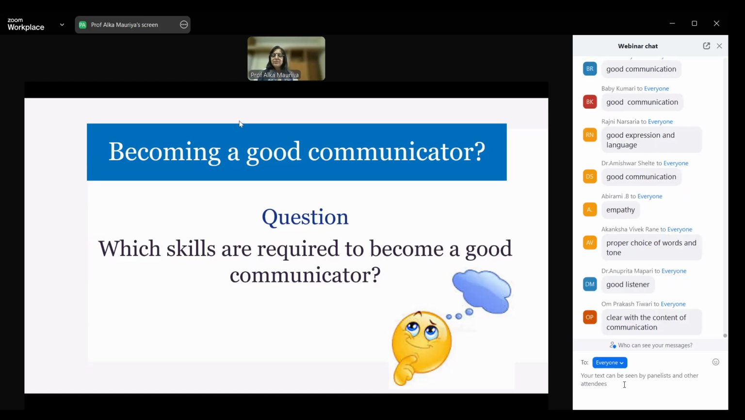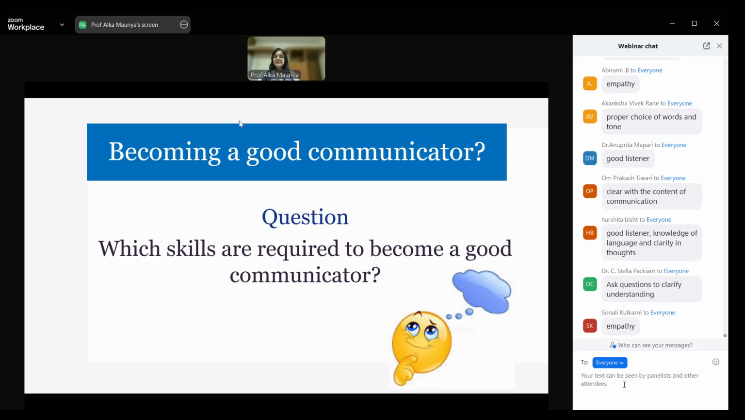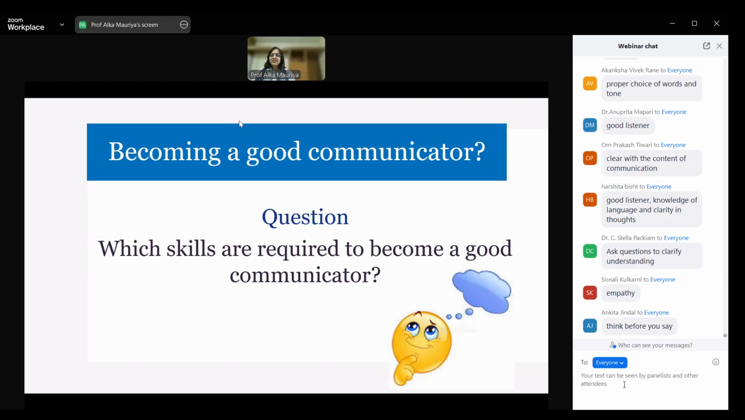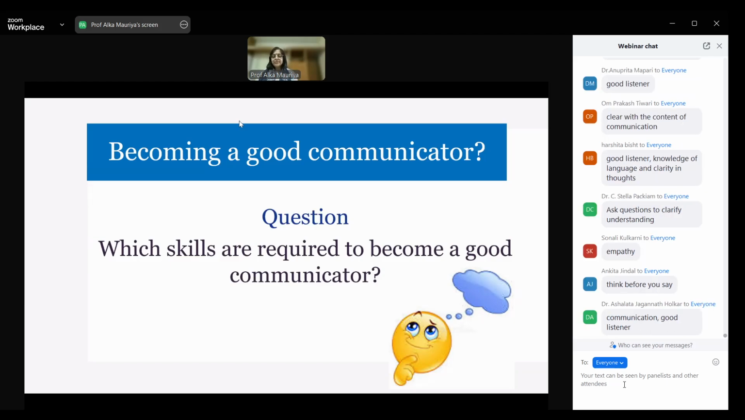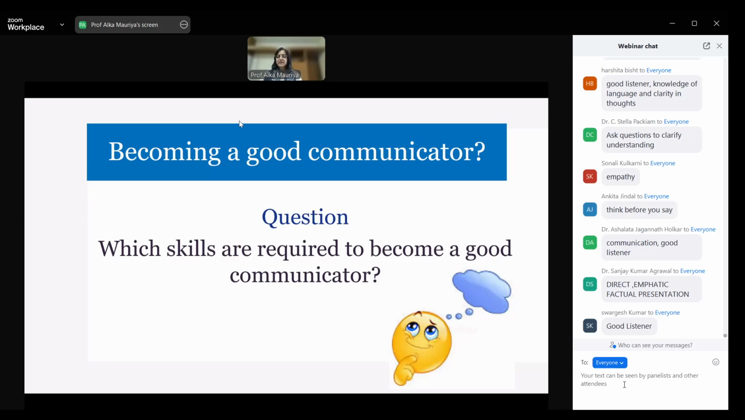I'm not looking for good communication. I'm just asking what are the skills to become a good communicator. Good listener, knowledge, language, clarity of thoughts. Ask questions to clarify understanding. Good, Dr. Stella. Empathy. Think before you say. Fine, good. Direct, empathetic, factual presentations. Good listener.